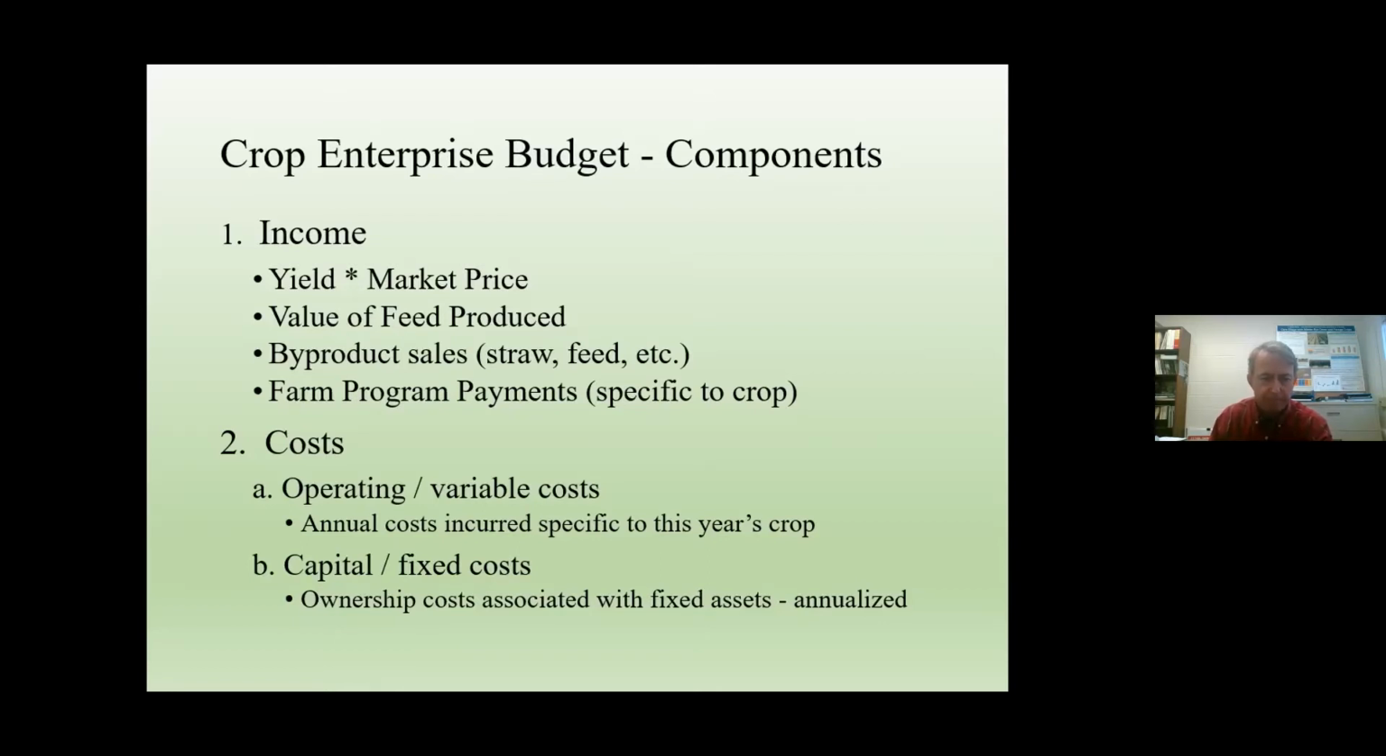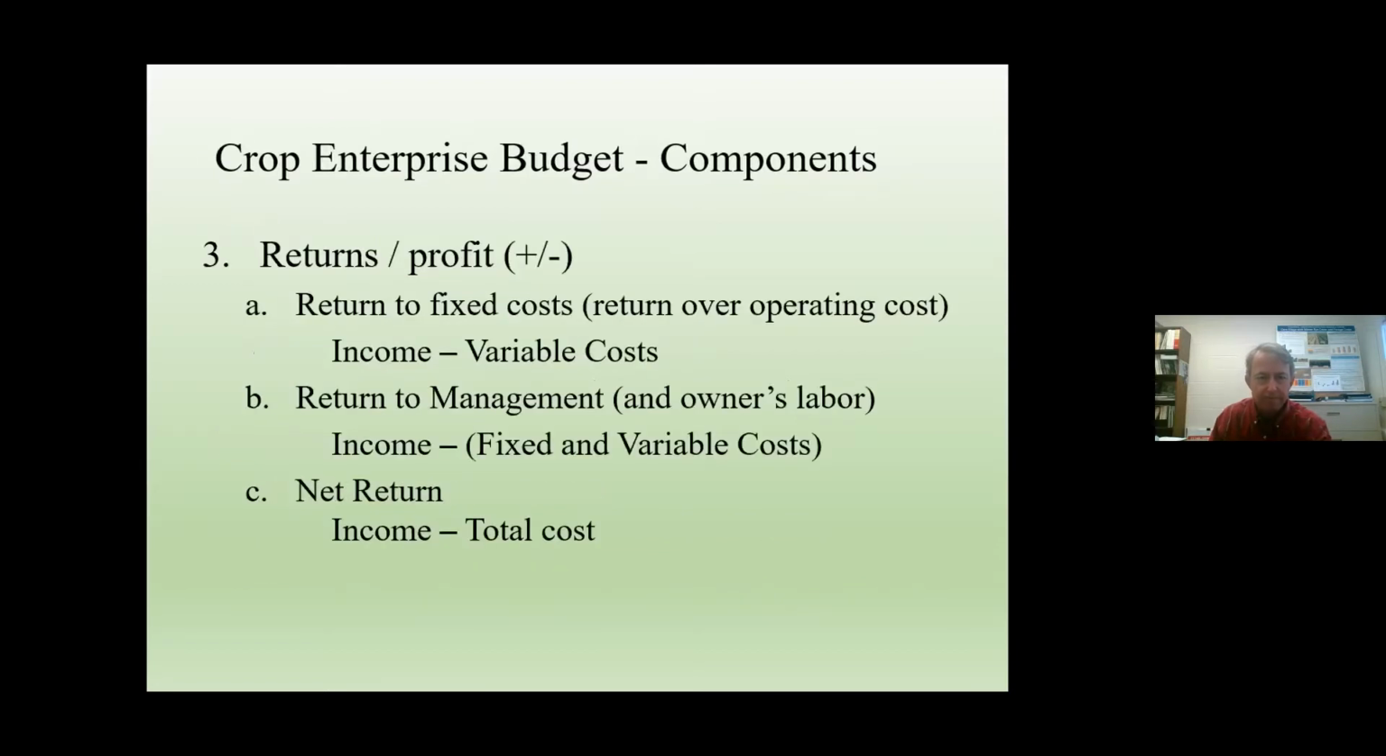Our costs can be split out into operating or variable costs, sometimes referred to as direct costs. Those are the annual costs incurred specific to this year's crop. And then we have capital or fixed costs, which are the ownership costs associated with the fixed assets, and we want to annualize those for our crop budget.